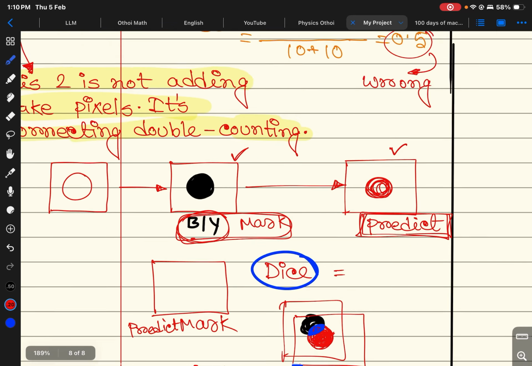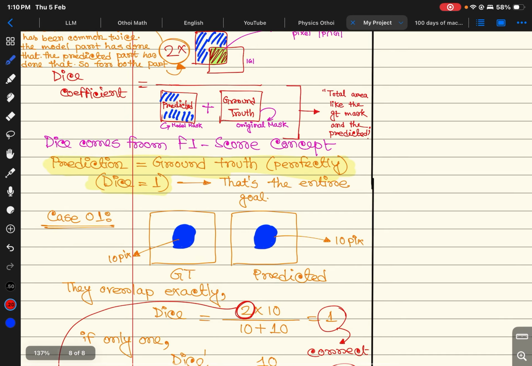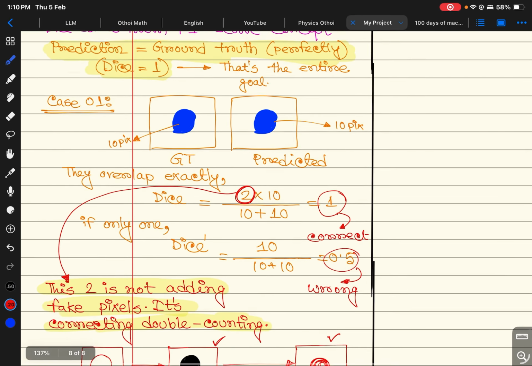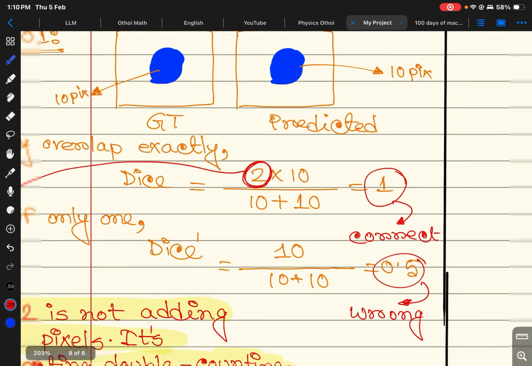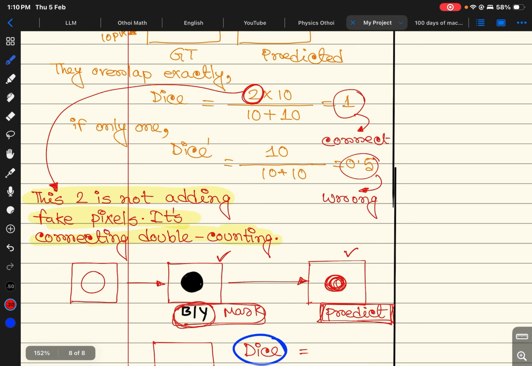So for the dice loss, we do 1 minus dice. Very simple. And my question here was, why are we using 2 here? Why are we using 2 multiplication? Because if we do not multiply by 2, then the mask predicts that the matching is 0.5, which is not mathematically correct.